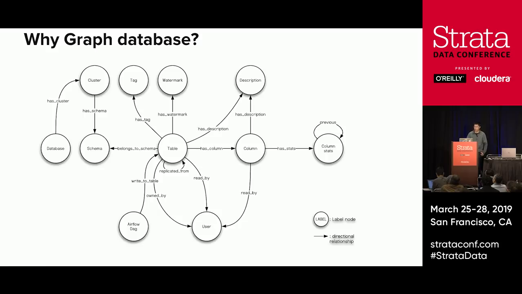So this diagram shows our actual metadata graph, which powers that front-end table detail page. You could see the central node is the table node, which connects with other nodes in the graph. For example, it connects with columns, the table description nodes, and the watermark node, which shows the table's watermark, as well as which Airflow DAG generates this table, which user has read this table, and so on and so forth.